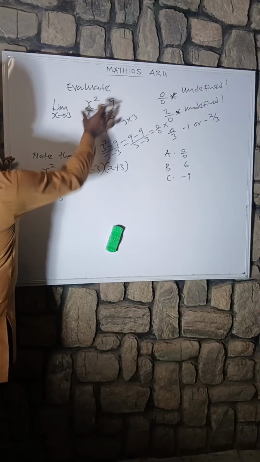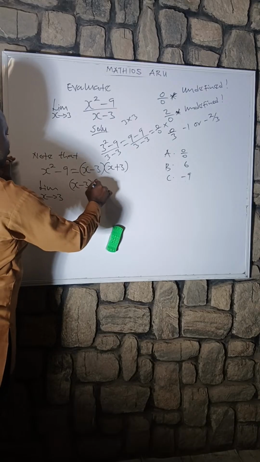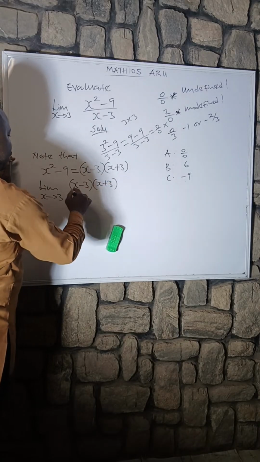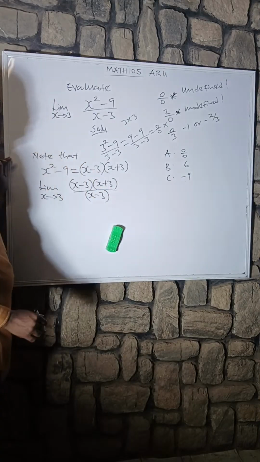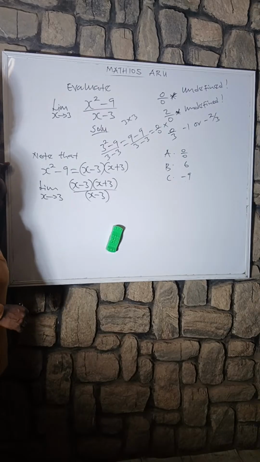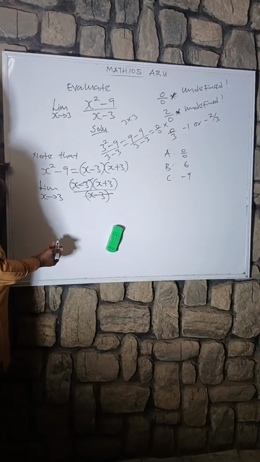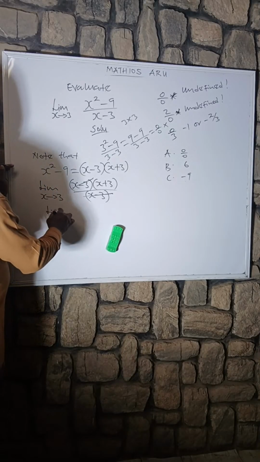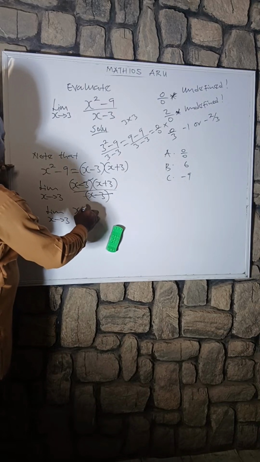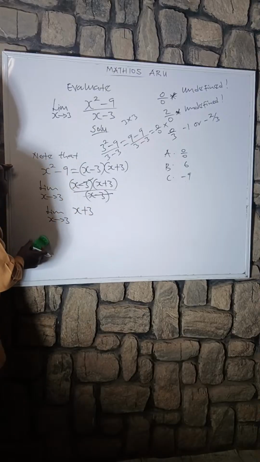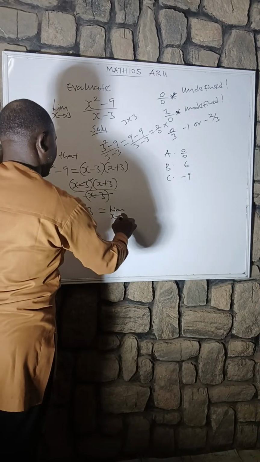Instead of this, we write this: x minus 3 close bracket, x plus 3, then all over x minus 3. Can you see now? As you can see, this implies that this and this will cancel. True or false? So we are going to have limit x tends to 3 of x plus 3. So let's substitute in the limit.